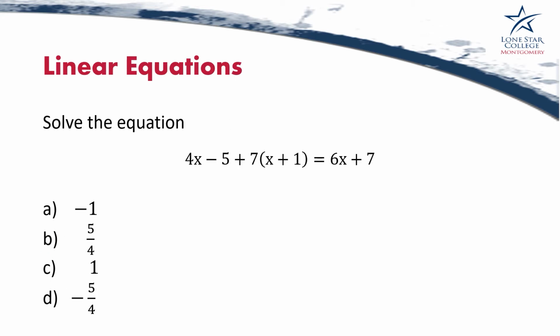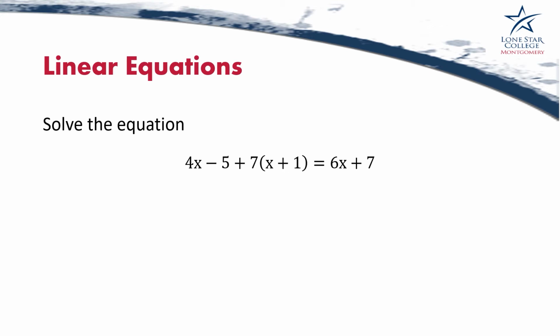All right, moving on to some linear equations. So we said solve the equation. We have 4x minus 5 plus 7 times (x plus 1) equals 6x plus 7. The way to solve this would be using something called the order of operations, and that's done through PEMDAS. This is the order you want to follow when you're solving the equation. PEMDAS stands for parentheses, exponents, multiply, divide, add, and subtract. So that's the order you want to go in.